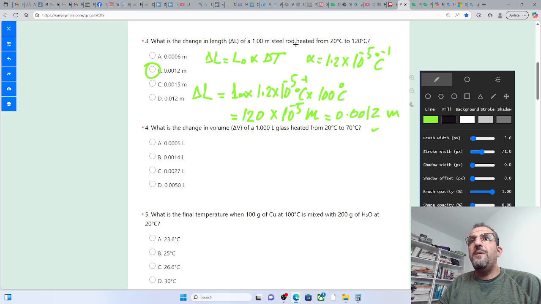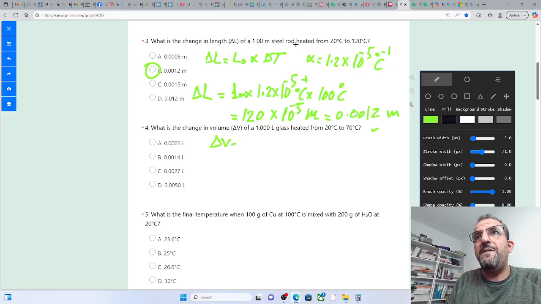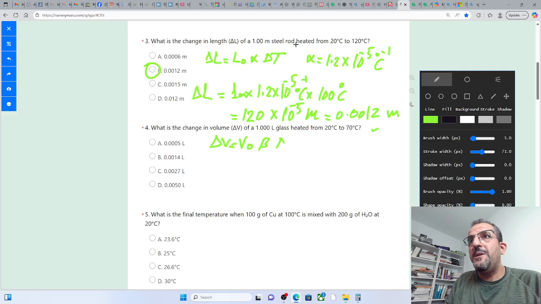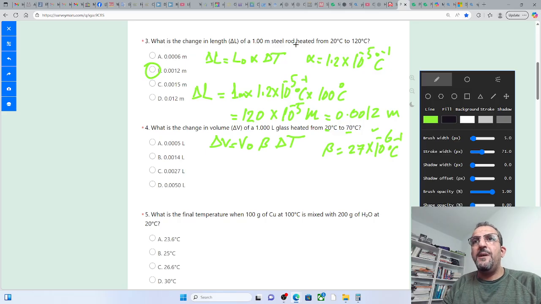So number 4, the same idea. This is a thermal expansion, but instead of linear expansion, we have now volume expansion. So we need to use this equation. Delta V is equal to V0 times beta, coefficient of volume expansion, times delta T, change in temperature, from 20 to 70. Beta for glass is equal to 27 times 10 to the power minus 6 Celsius inverse.